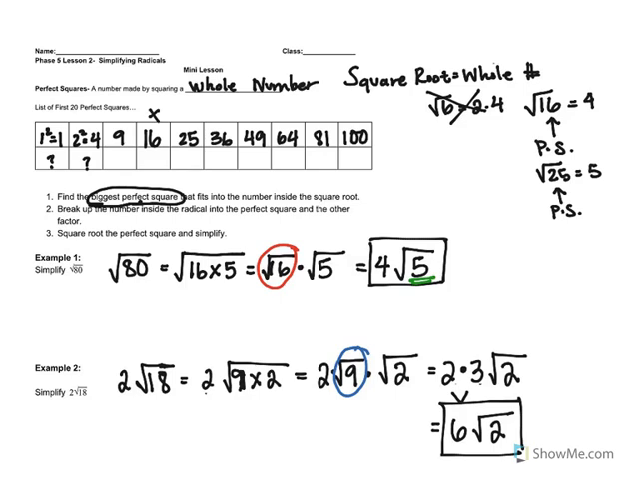So remember your 3 steps. First, I need you to list out the perfect squares. Once you've listed out all the perfect squares, go ahead and find the biggest one that you can divide whatever's under your radical by, and then break it up into 2 separate radicals, and simplify your square roots.